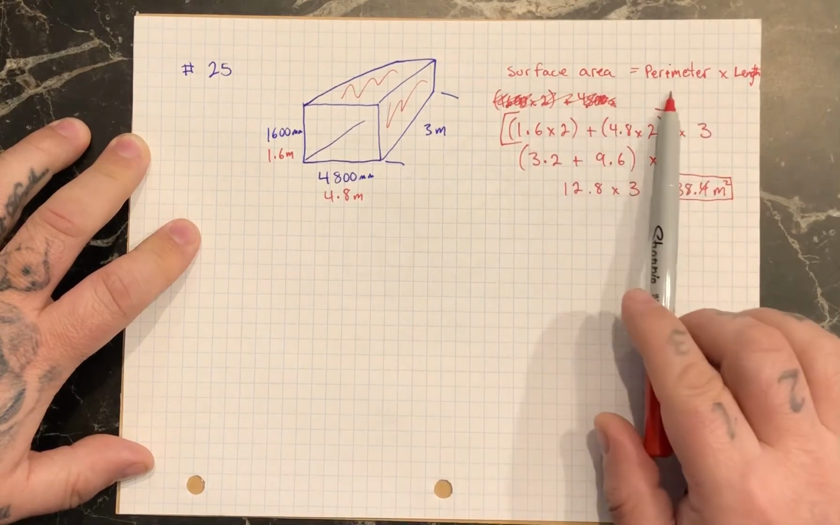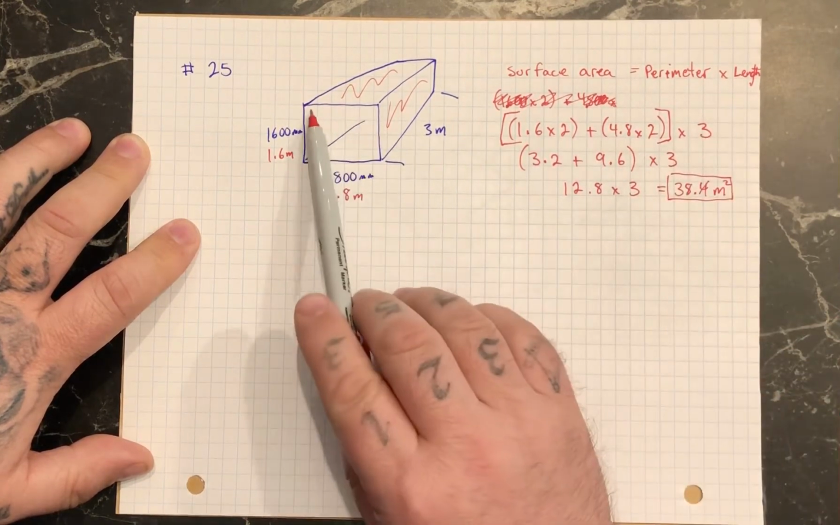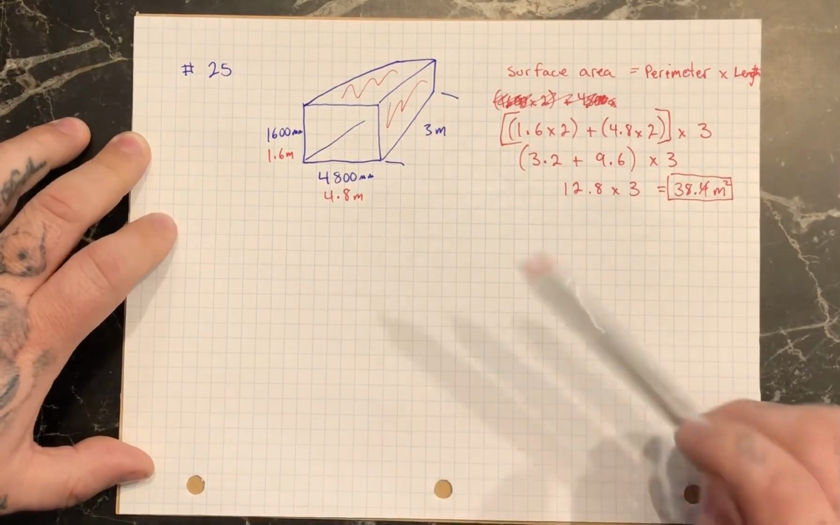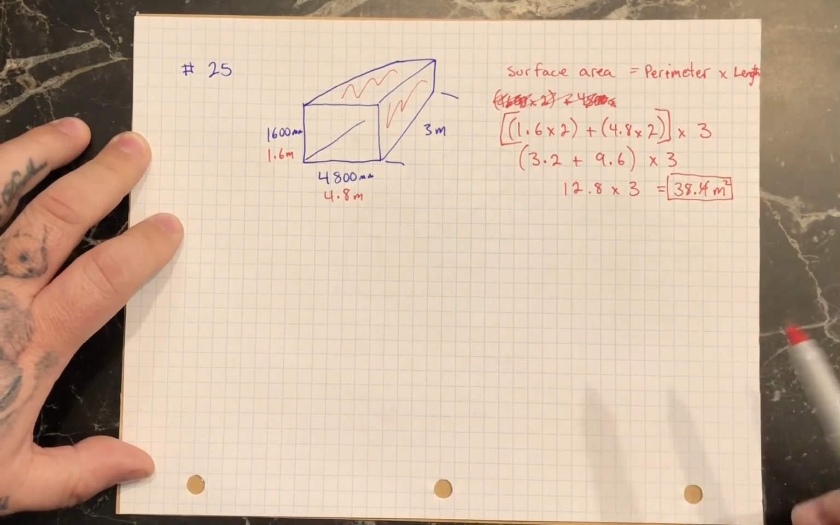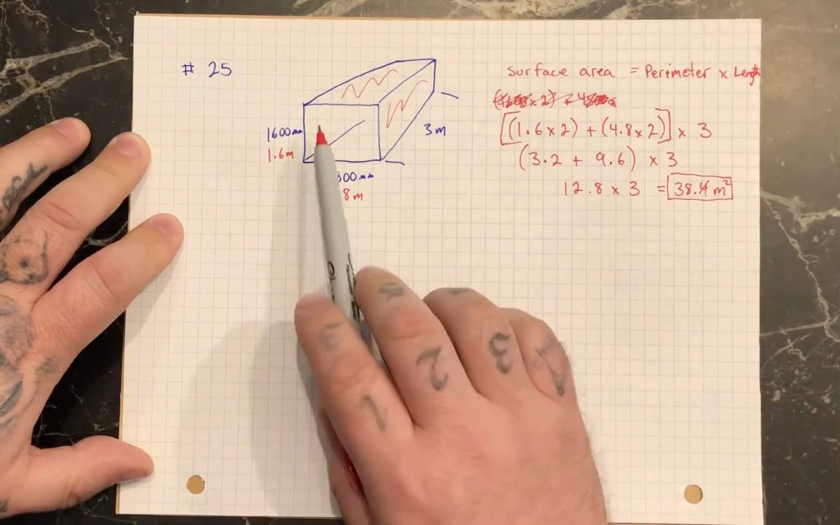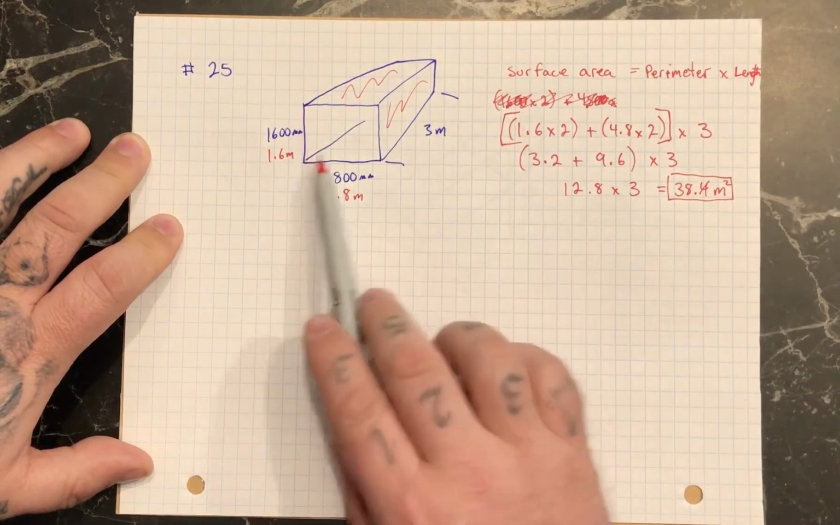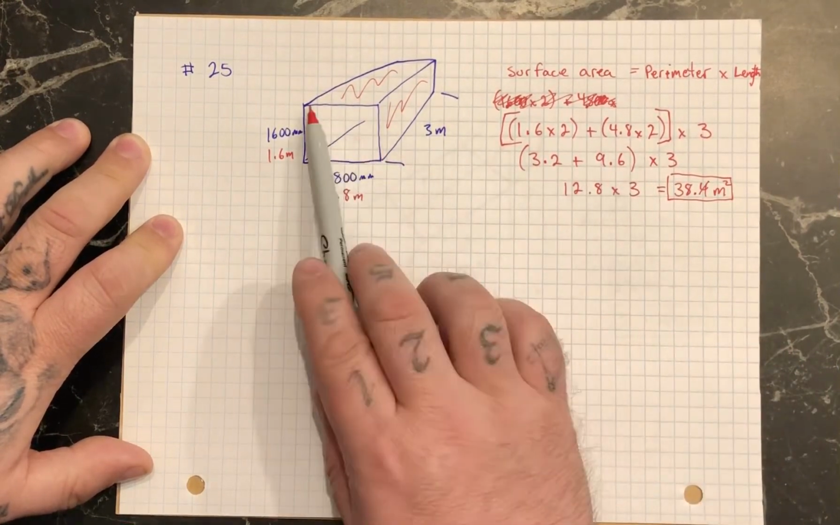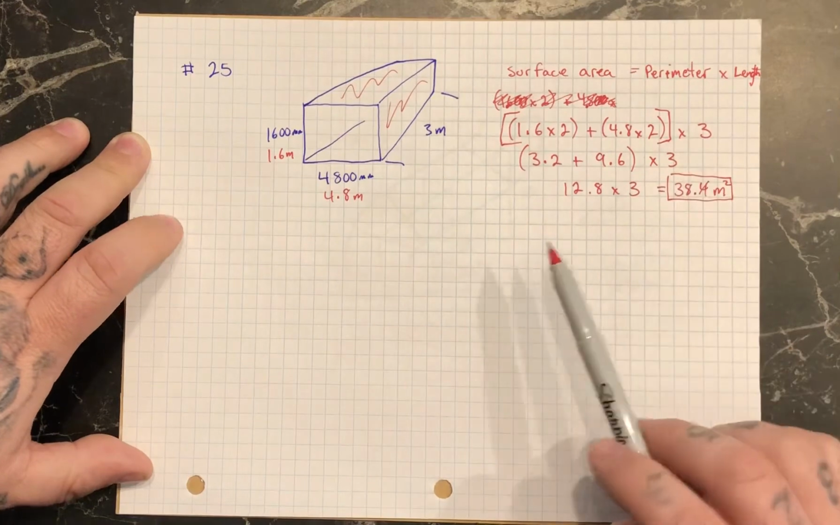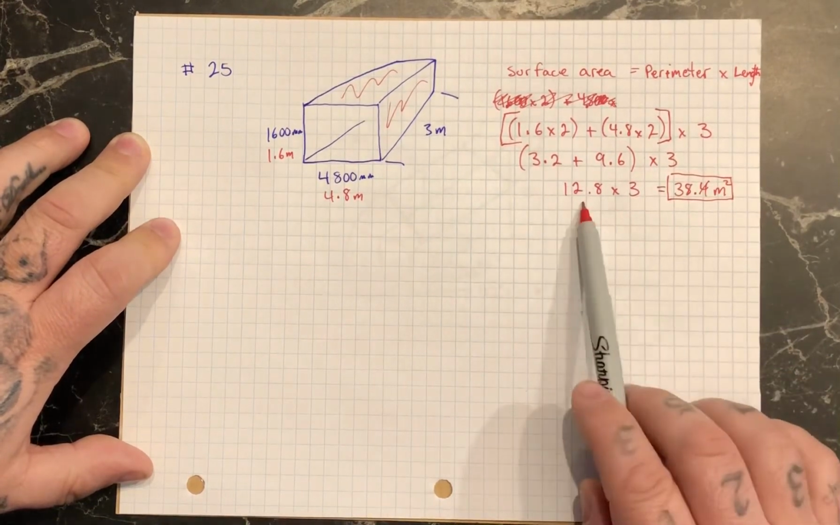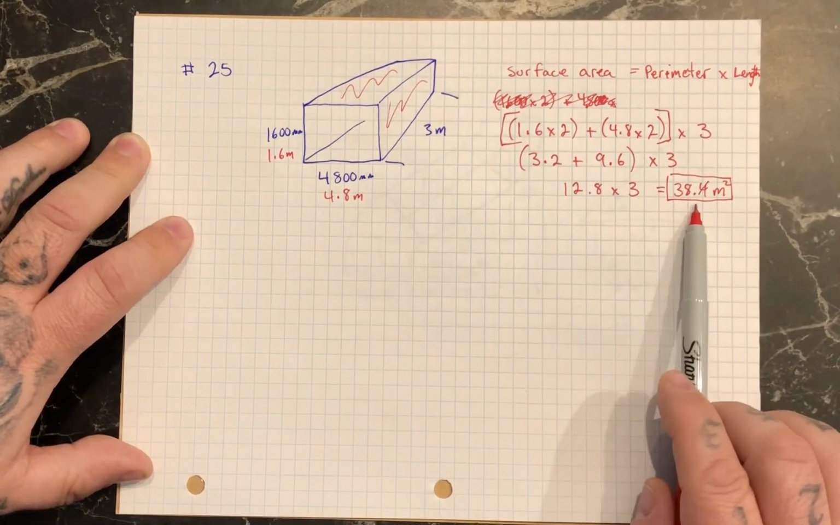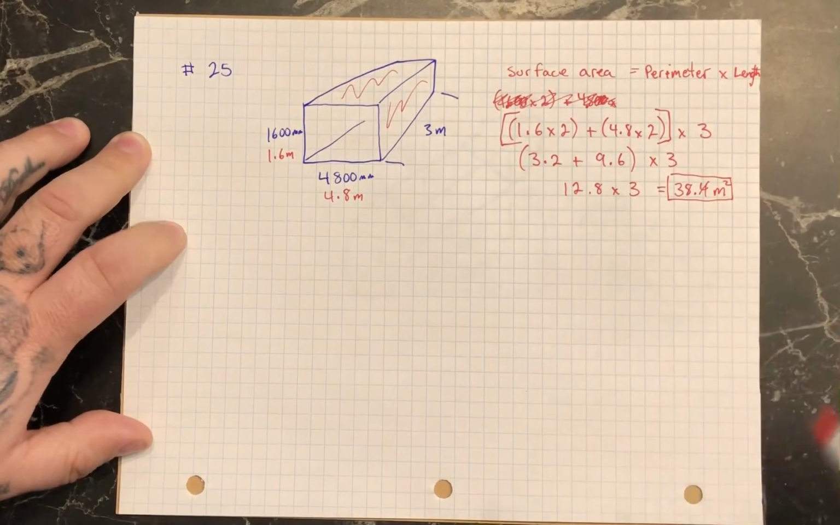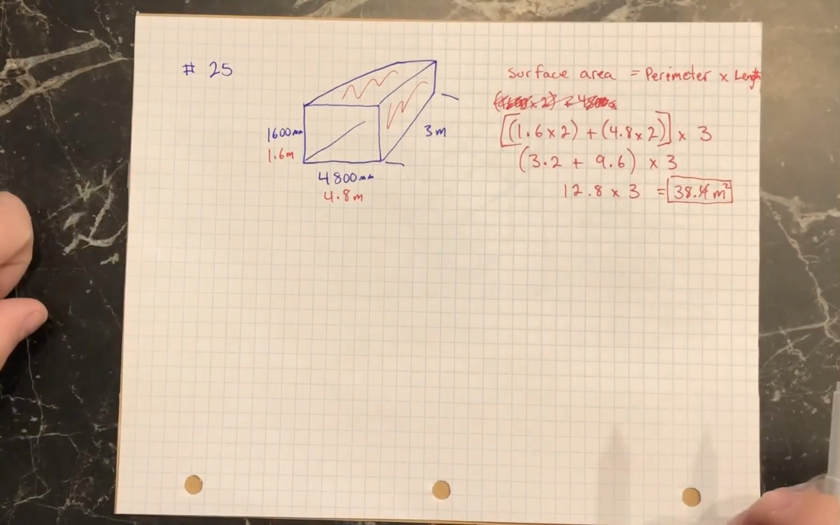So surface area is going to be the perimeter times the length, right? We have to add all 4 sides of this and then multiply it by the length to give us the surface area. So I've got 1.6 times 2, one there and one there, 4.8 times 2, one here and one here, and then times those by 3. I've worked it all the way through, and we end up with 38.4 meters, but they're looking for the closest whole meter, so 38 meters squared would be the surface area of that duct.